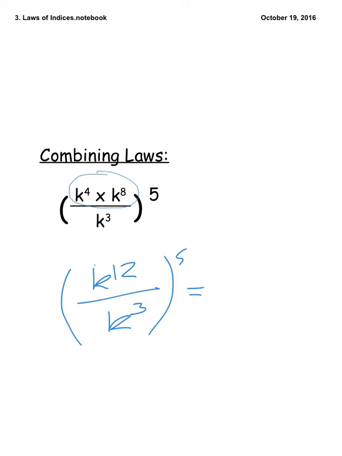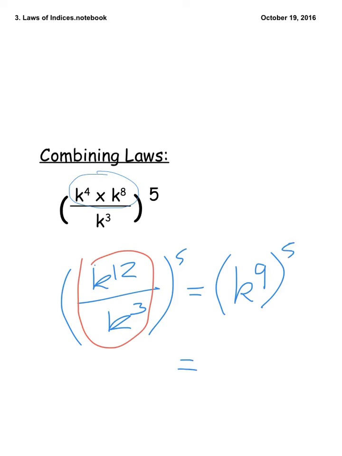The second part is we need to deal with this division here. K to the power of 12 divided by k to the power of 3. Again, we need to take away the powers. So 12 take away 3 is 9. So we're raising k to the power of 9 to the power of 5.